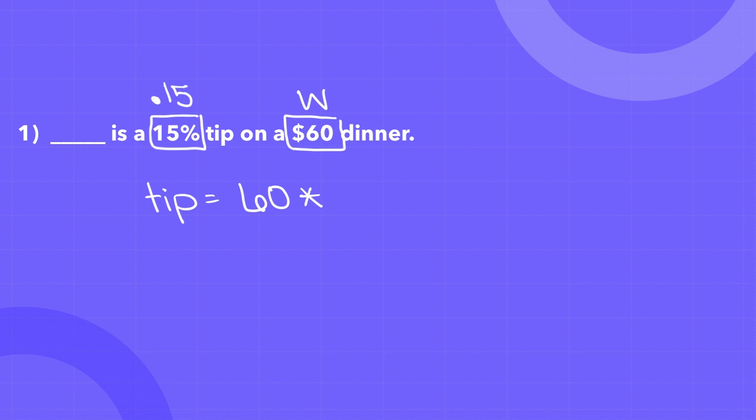Okay, sorry. All right, so the cost of the meal is 60 times the 15%, which is 0.15. And we find out that the tip is how much? $9.